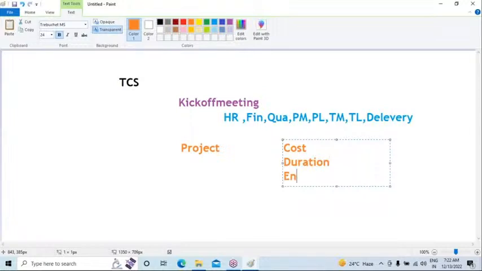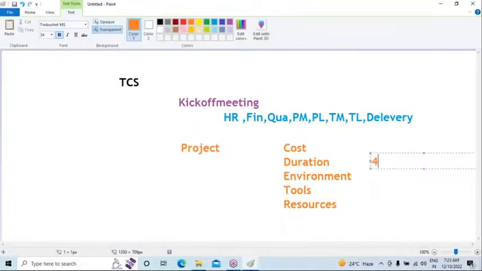So what is an environment we require? What are the tools we are going to be using? We need to discuss how many resources are required. For example, we require 40 systems. Now TCS will have two locations, like X and Y.